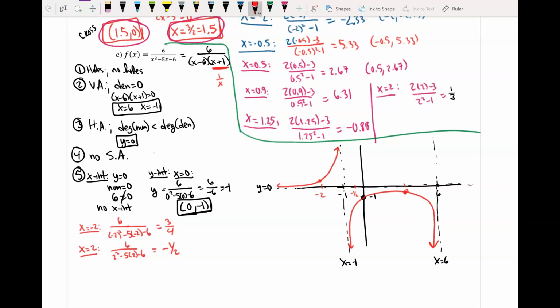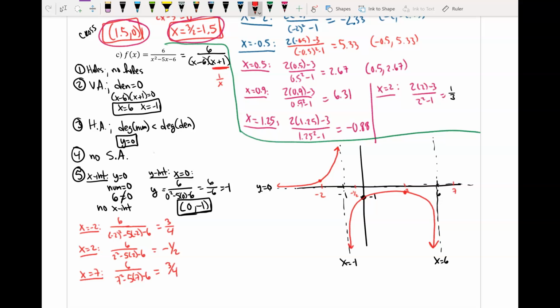Now after that, we want to see what's happening after 6. So we can plug in another point, x equals 7. So we'll have 6/7 squared minus 5 times 7 minus 6. And that'll give me a +3/4. So it's going to be up here.